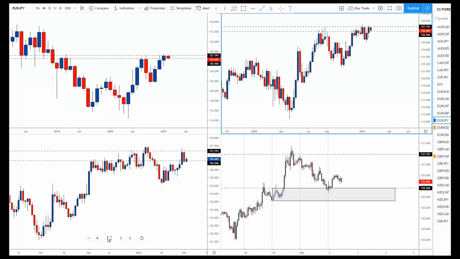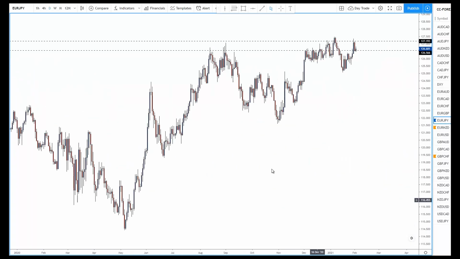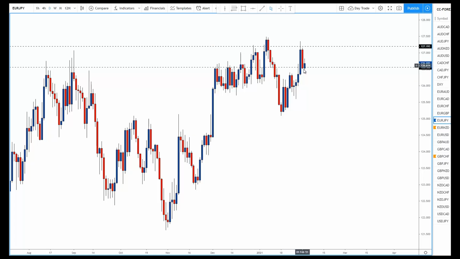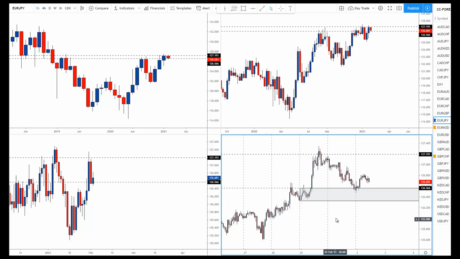That happens to be also a significant neckline on my daily chart. Both of these are identical necklines. So price is retracing down into that level. Now I need to wait for a pattern to occur.